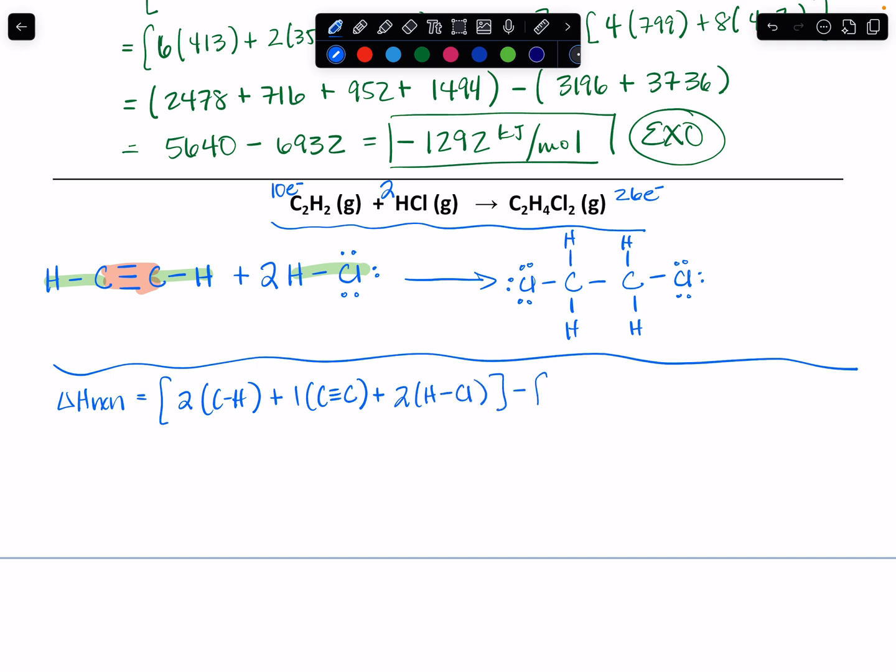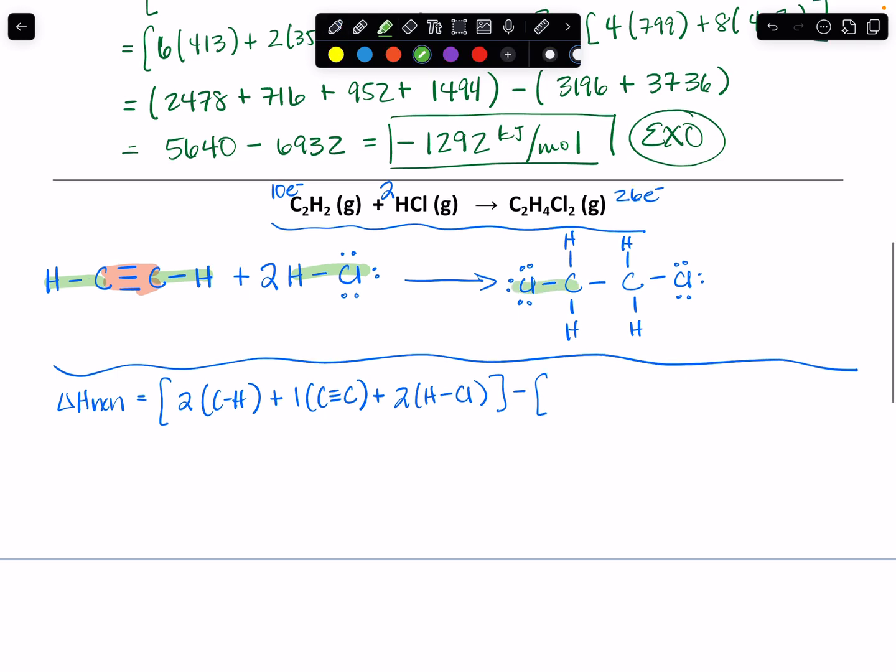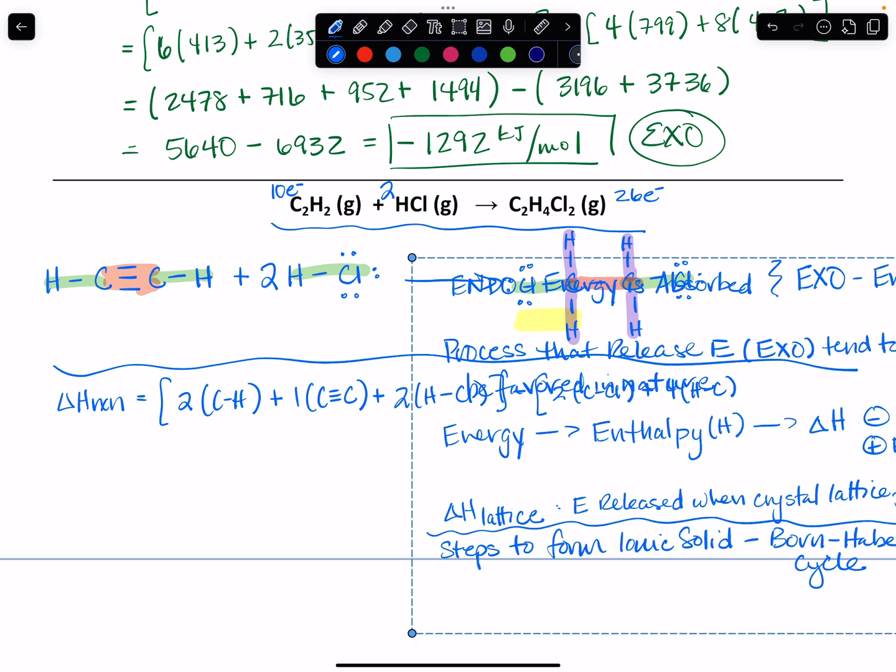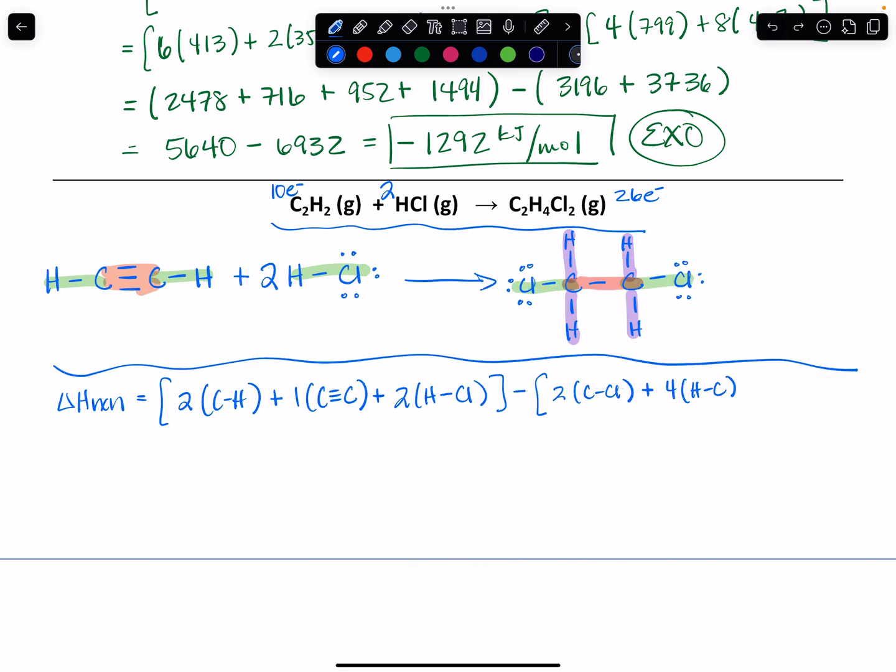Now I move over to my products. I have a couple different types of bonds in here. I have a ClC bond, a carbon chloride bond, and I have two of them. And then I have HC bonds, and I have four of those. And then I have one last bond in here. Please don't forget this guy. A carbon-carbon single bond. And I have one.